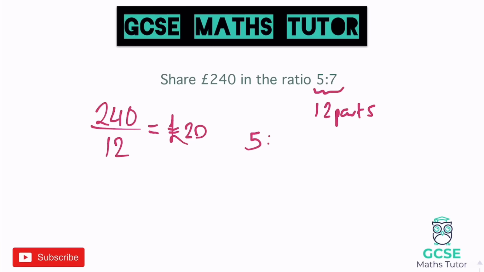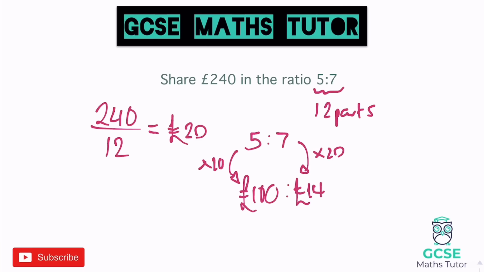Now there was 5 parts and 7 parts, so those 5 parts are going to be 5 lots of 20, which would be £100, and the other part there was 7 parts, and that times 20 would give us £140. So splitting it in the ratio 5 to 7 gives us 100 to 140. The last little check you can do here is just to add these two together, just to make sure you do get that £240 that you started with. So we're happy with that as a final answer.